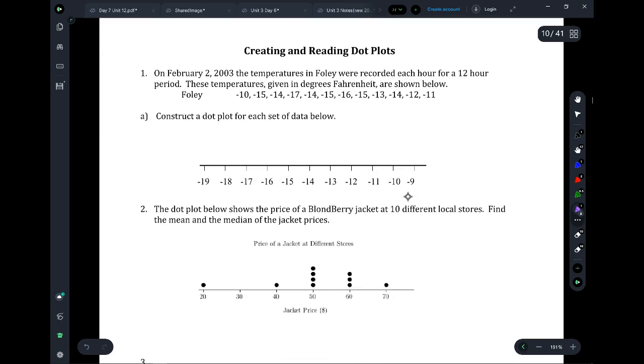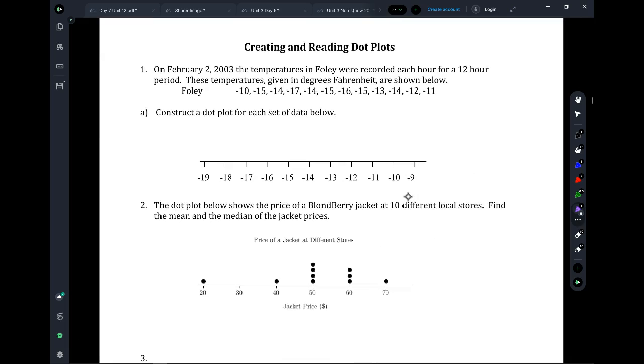The last thing I want to talk about today is creating a dot plot. Now a dot plot does show up in real life quite often. It's a nice way to organize data so you can see trends, you can see if something is maybe skewed. You can easily read the mode once you have a dot plot created. It sort of looks like a bar graph without the bars. That's kind of what I think of it as.